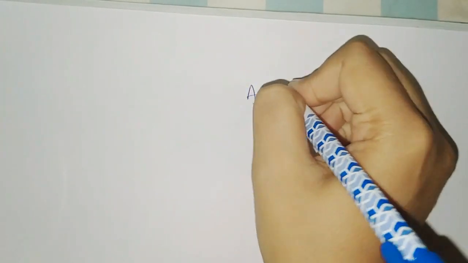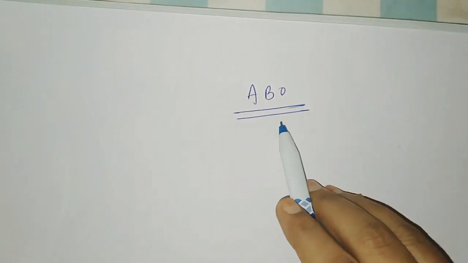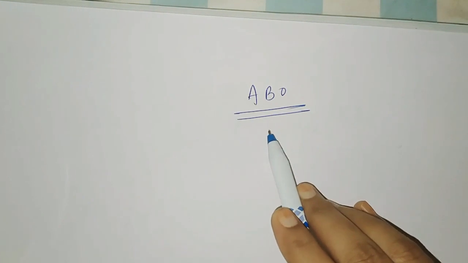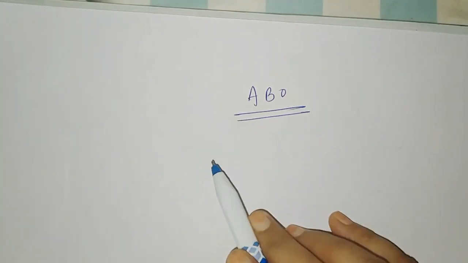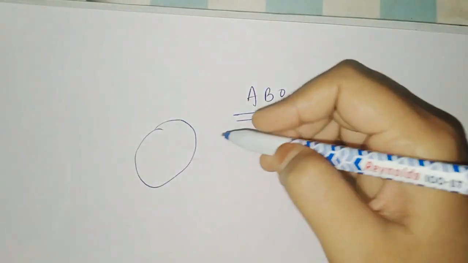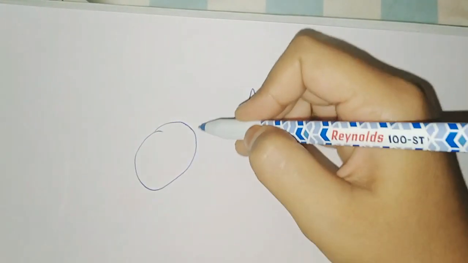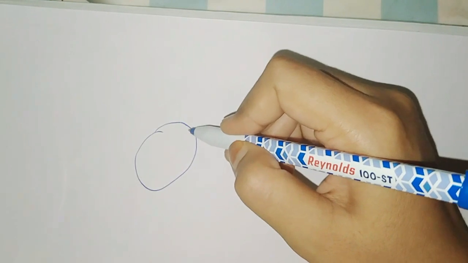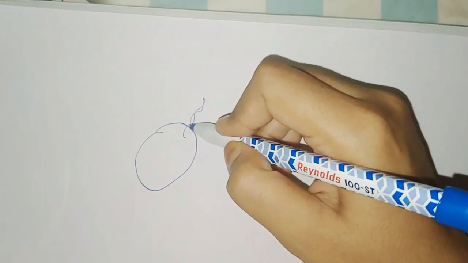In case of human beings, the most important blood group system is the ABO system. This ABO system is due to the presence of carbohydrates on the plasma membrane of RBCs in the blood of human beings. So suppose this is one RBC, and the plasma membrane of the RBC has many molecules on its surface. One of them is a type of carbohydrate.